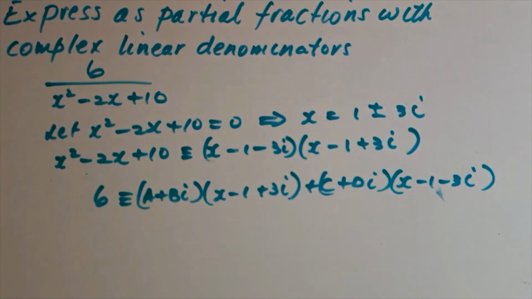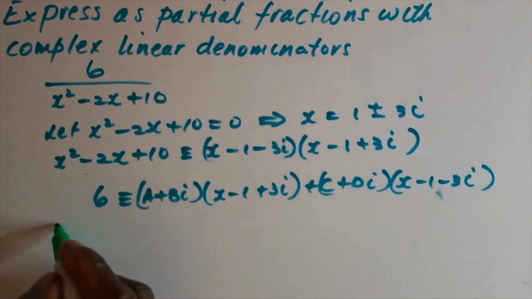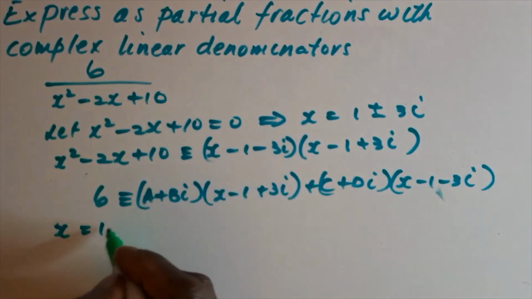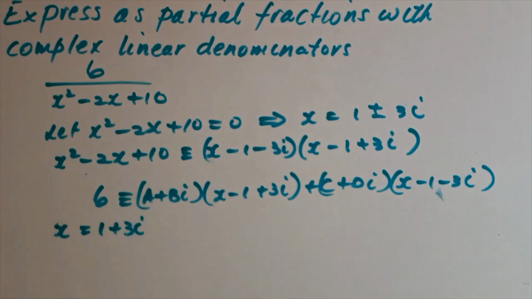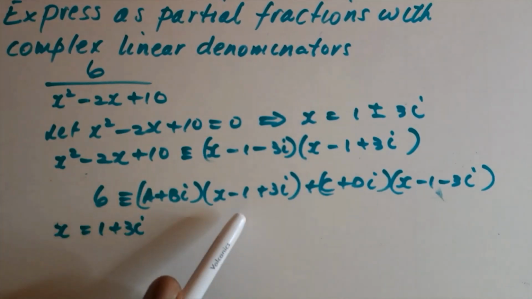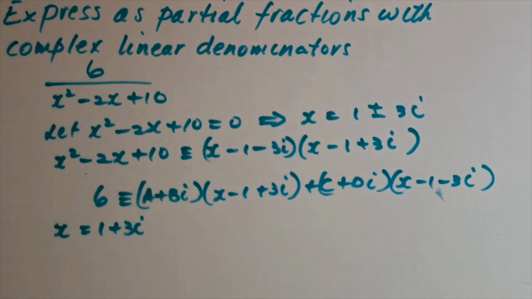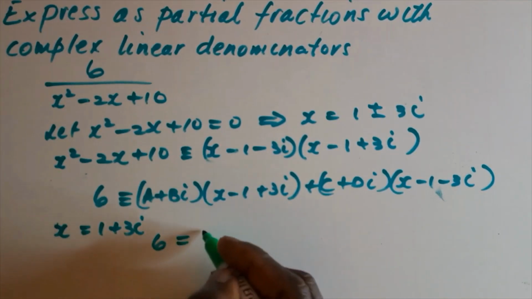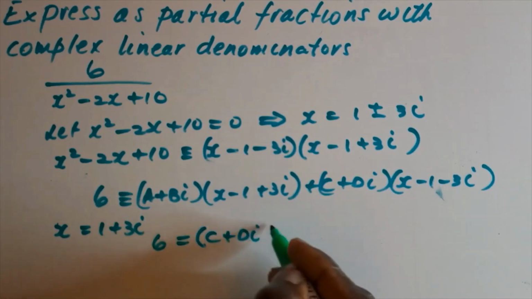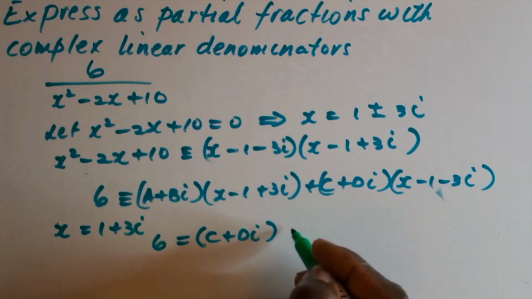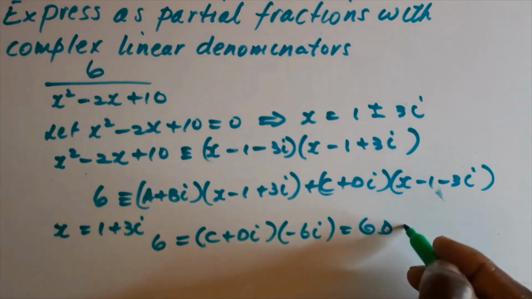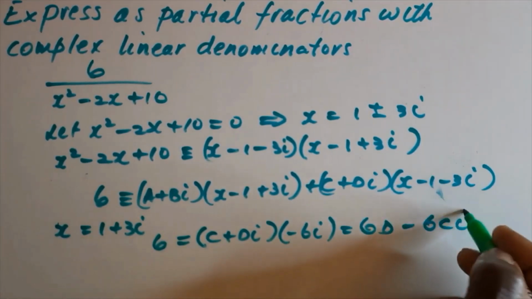Now when we have that x is equal to one of our solutions, 1 + 3i we'll choose. If we substitute here for x and also here, we eliminate a + bi, and we're left with 6 being equal to (c + di) brackets minus 6i, giving us 6d, the real part, minus 6ci.